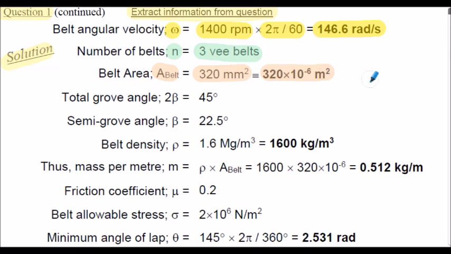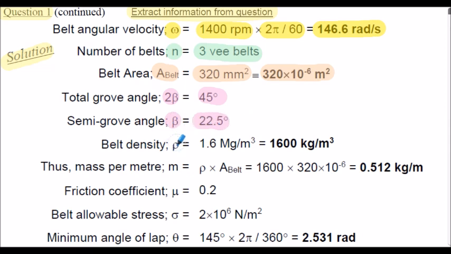If you're unsure of that conversion, I suggest you use a unity bracket to help you construct the appropriate conversion. The total groove angle for the V-belt, that would be 2 beta, is 45 degrees. So the semi-groove angle, symbol beta, is 22.5 degrees.